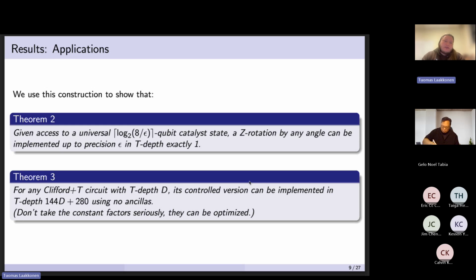And then the second application is that we can generalize from CNOT circuits all the way to any Clifford+T circuit. If you start out with a Clifford+T circuit with T-depth d, say, then you can implement its controlled version with T-depth that is linear in d. Specifically, the number I've got here is 144d plus 280. But don't take that number seriously. There are loads of little things that could be optimized in the construction, and even when preparing these slides, I found a few more. So it's certainly not set in stone.